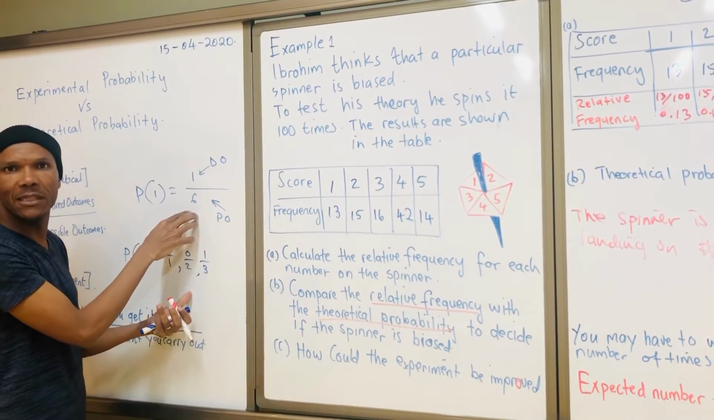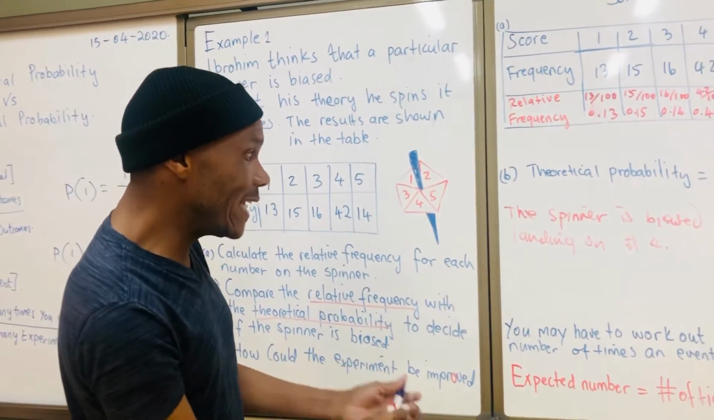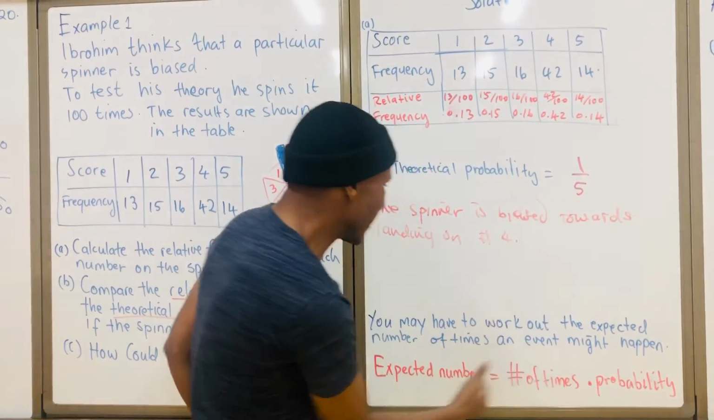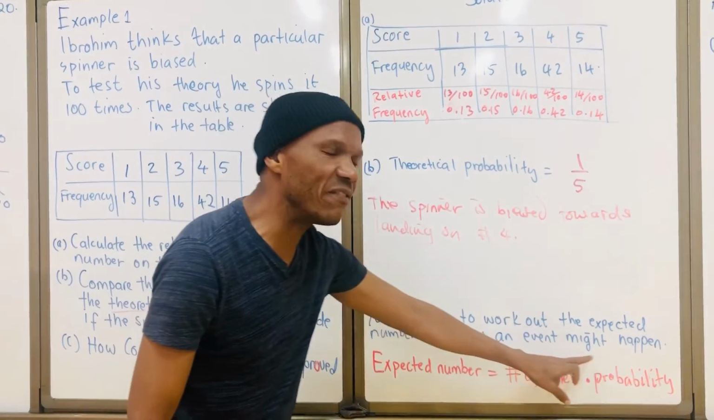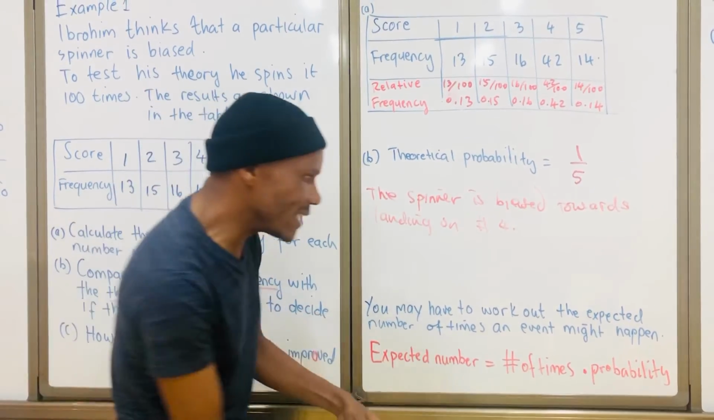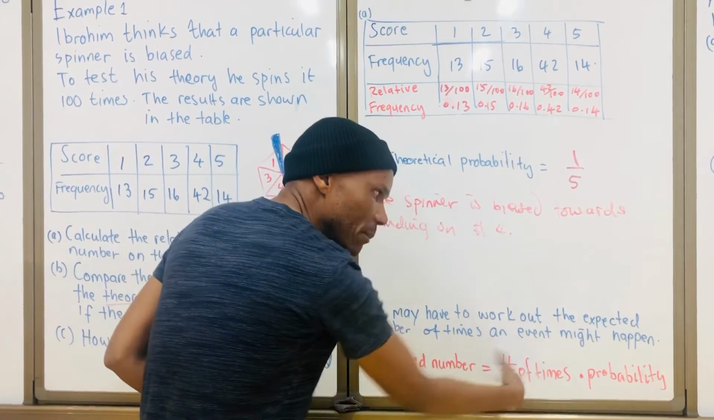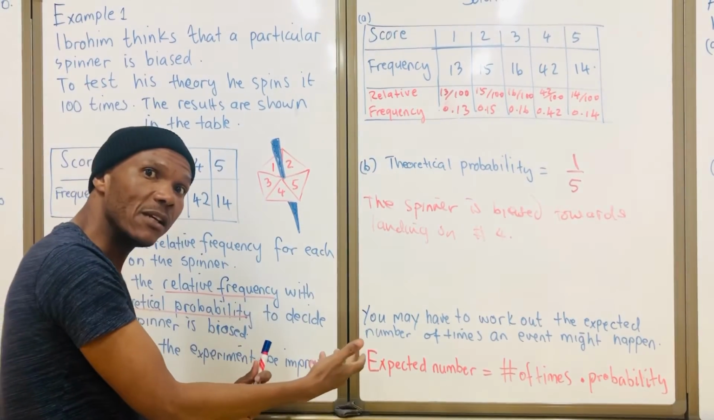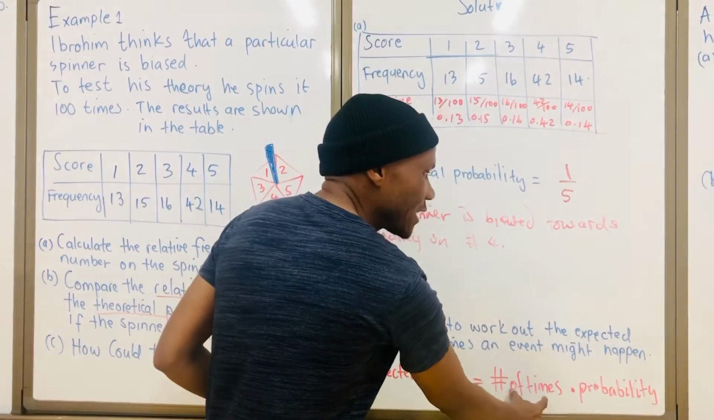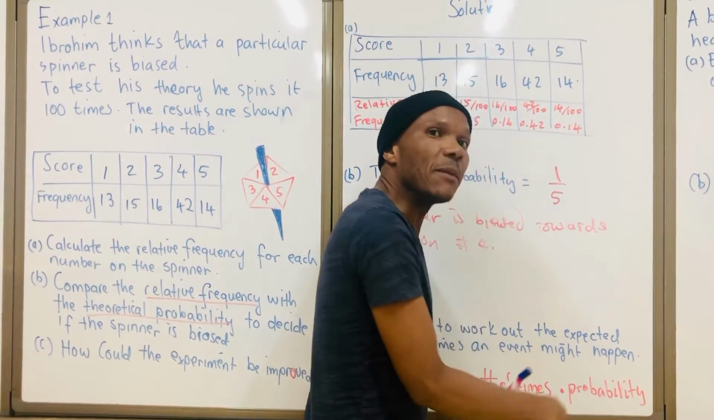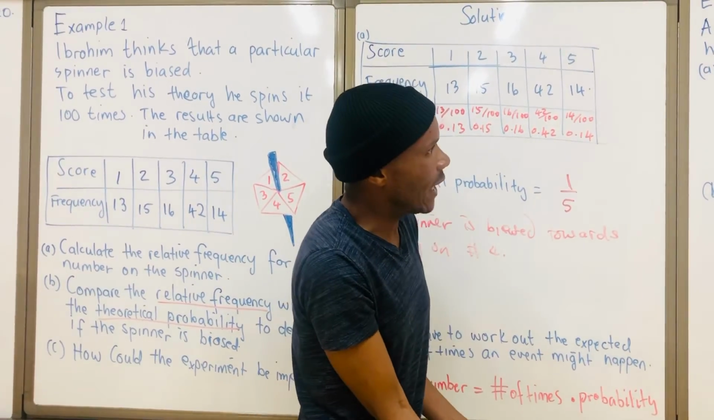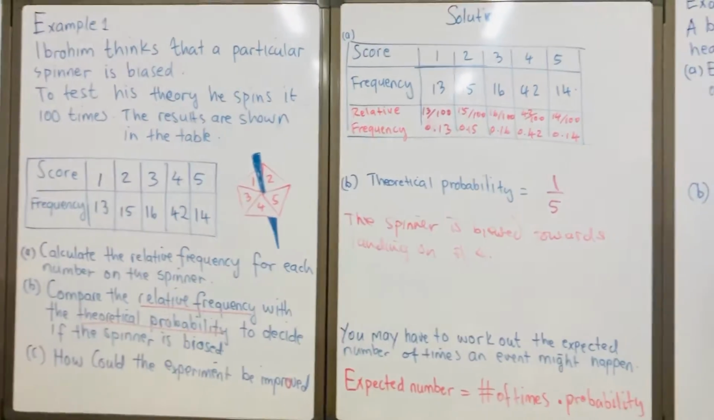To the theoretical probability. So here you may have to work out the expected number of times an event might happen. And I'm going to give you this formula here. The expected number is the number of times, like here we said 100 times, and in some other cases they will say do it 200 times, whatever. So the number of times multiplied by the probability. The probability is the experimental probability that you got. Okay? Let's go to the second question.